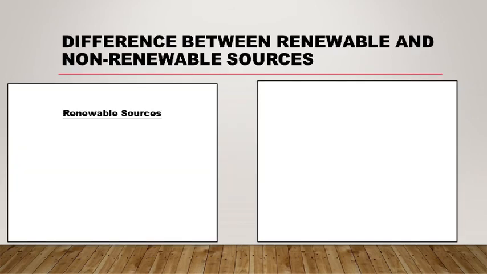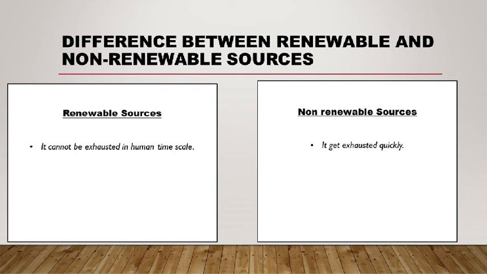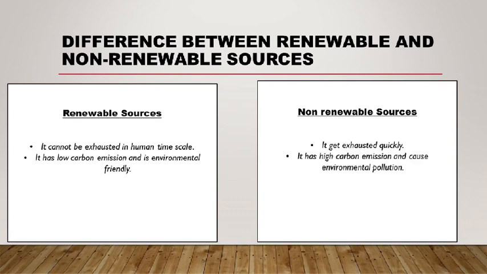Difference between renewable and non-renewable sources. Renewable sources cannot be exhausted in human timescale, whereas non-renewable sources get exhausted quickly. Renewable sources have low carbon emission and are environmentally friendly, whereas non-renewable sources have high carbon emission and cause environmental pollution. Renewable sources are available in unlimited quantity and hence the energy is free of cost.